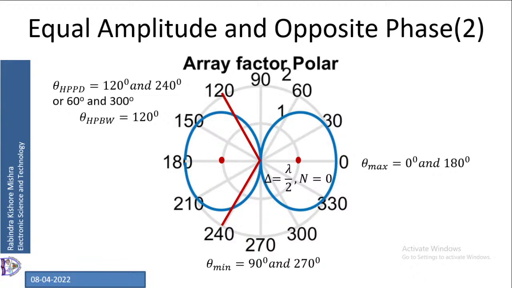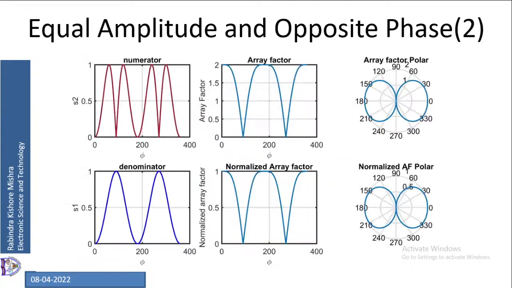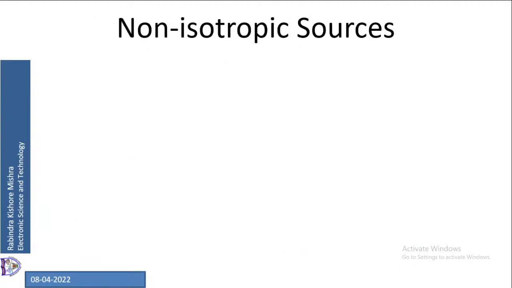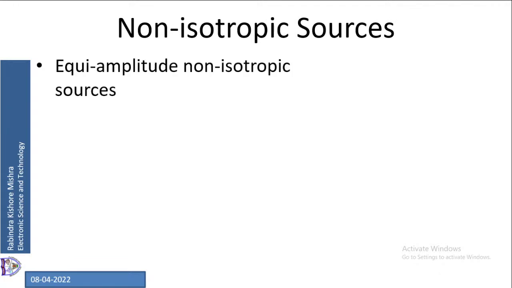Okay. So now the next part is the Cartesian plot and the polar plot. You can see the Cartesian plot and the polar plot for the array factor and the normalized array factor. I am not going to discuss it anymore because we have already discussed it for the equal amplitude and equal phase. Now let us come to non-isotropic sources. Isotropic sources we have considered, two isotropic sources. Now suppose we have two non-isotropic sources. They are of equal amplitude, but the sources are not isotropic.